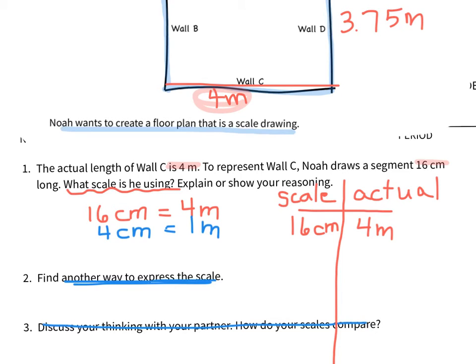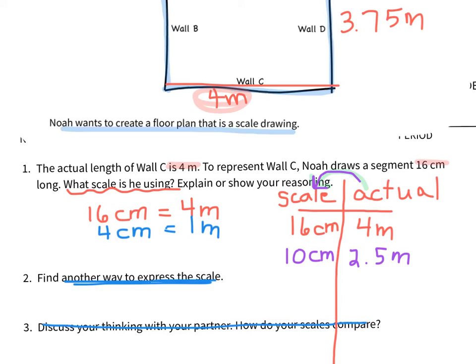Let's see what's happening from one place to another. How do I go from the actual to the scale? If I take that actual value and multiply it by 4, I get the scale value. The same thing is true with any of those walls. If wall A is 2.5 meters long and I multiply it by 4, I get the scale model. 2.5 times 4 happens to be 10 centimeters. You can check my math on that.